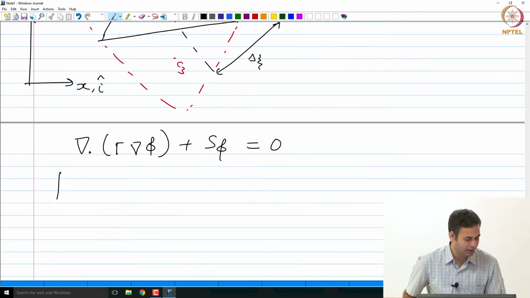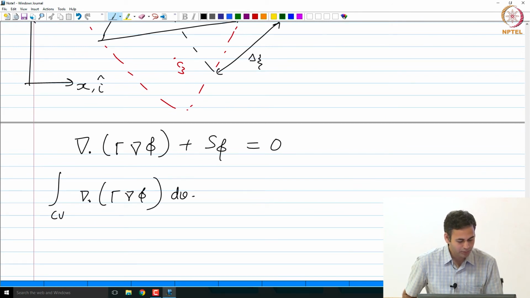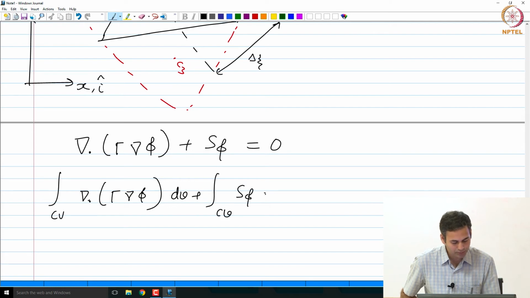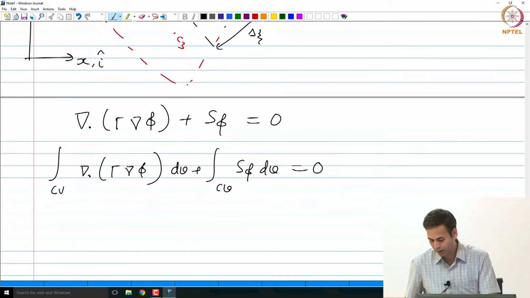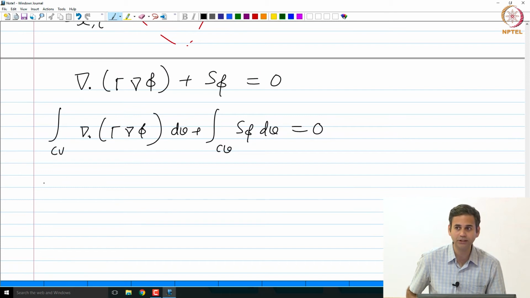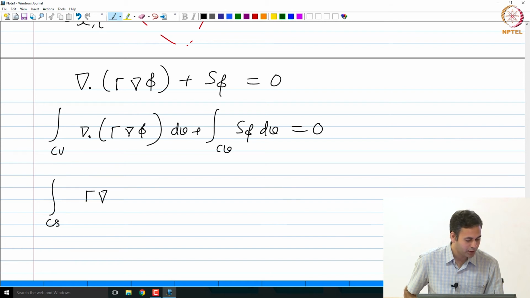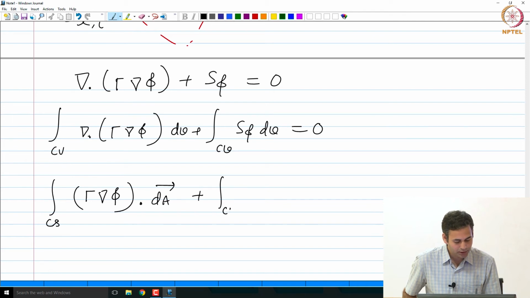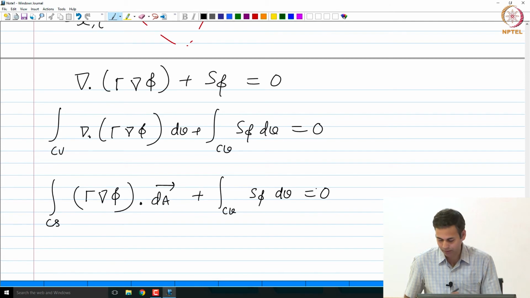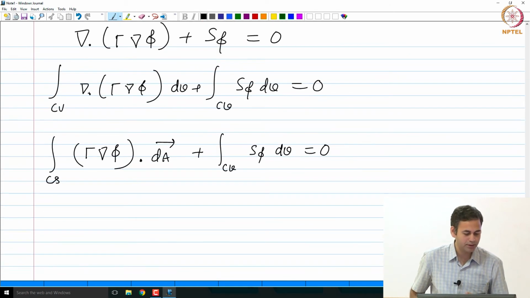So, that is essentially integral over the control volume of del dot gamma grad phi dV plus integral over the control volume of S phi dV equals 0. Now, we will invoke the Gauss divergence theorem and convert this volume integral into a surface integral. So, this will be the integral over the control surface of gamma grad phi dot dA bar plus integral over the control volume of S phi dV equals 0. And again saying that gamma grad phi can be represented using the face centroid value as a mean value.